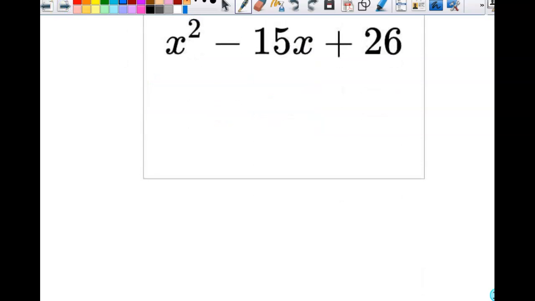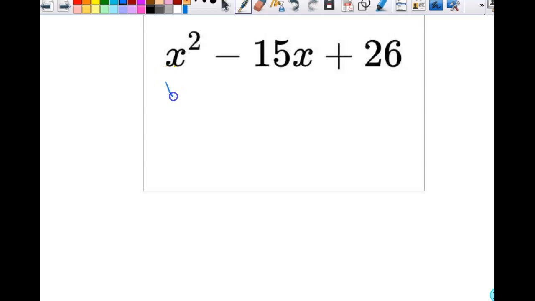So here I've got x squared minus 15x plus 26. So I need two numbers that are going to multiply to give me 26 and add to give me a negative 15. Well, luckily 26 doesn't have that many factors, right? It's 1 and 26 or 2 and what? 13. So 2 and 13, but I have to make some sign decisions here. This is positive, so that means that the signs have to be the same. So that means both of these are negative. That's how I get my negative 15, right?